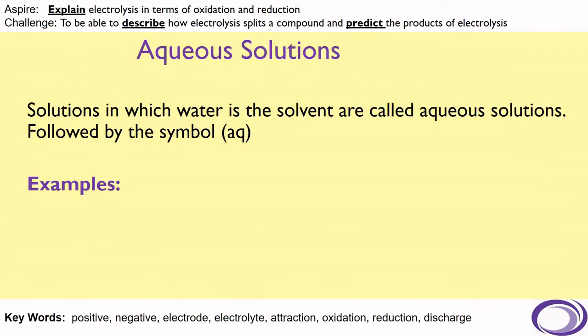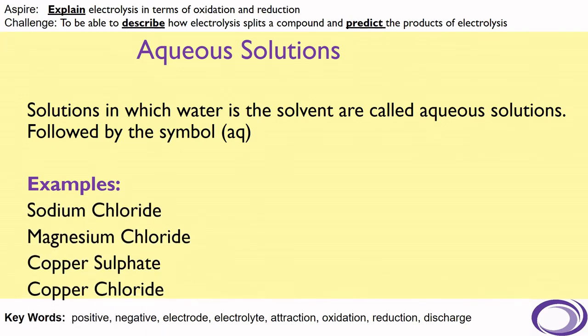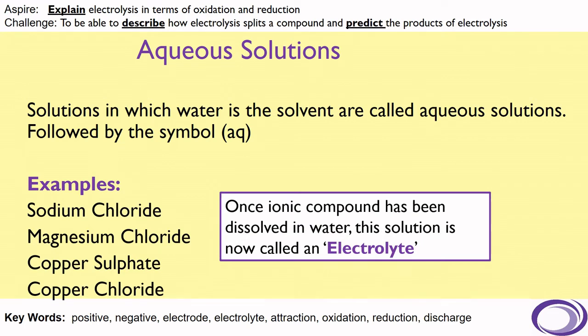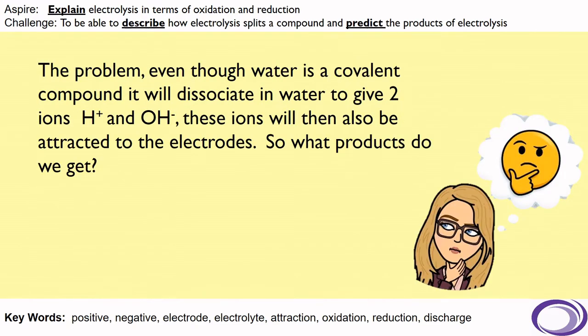Now, solutions in which water is the solvent are called aqueous solutions, and they are typically followed by the symbol (aq). Now, examples are the ionic compounds below. Once sodium chloride is dissolved in water, that solution is now called an electrolyte. The problem is that even though water is covalent, it will dissociate in water to give two ions, hydrogen and hydroxide. These ions will then also be attracted to the electrodes.